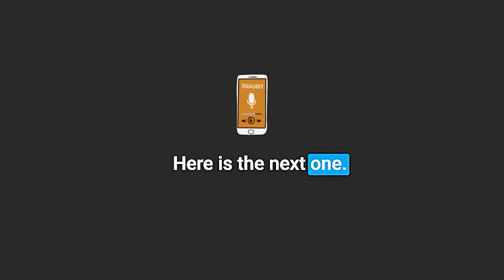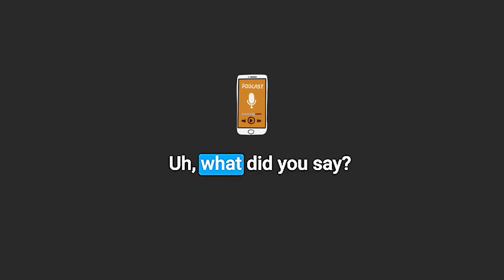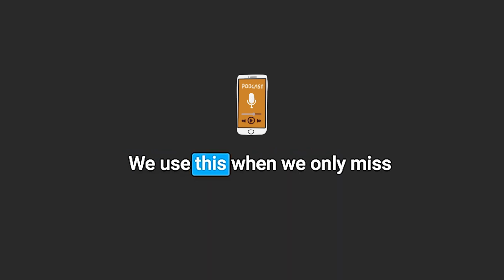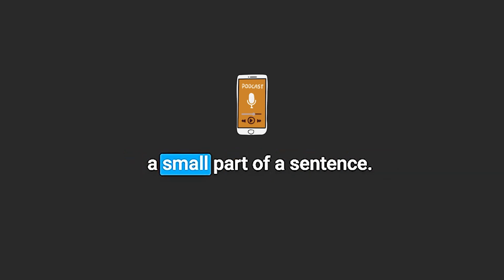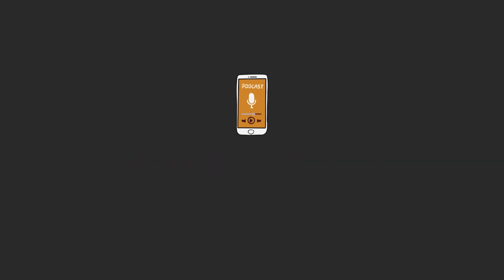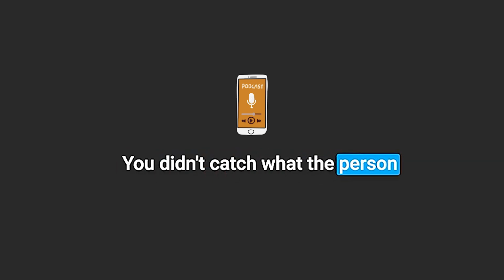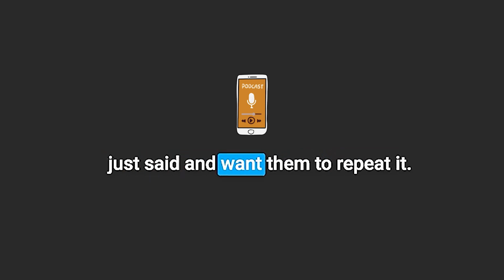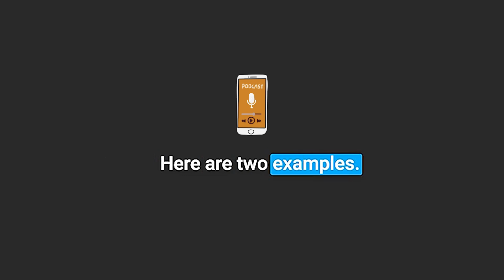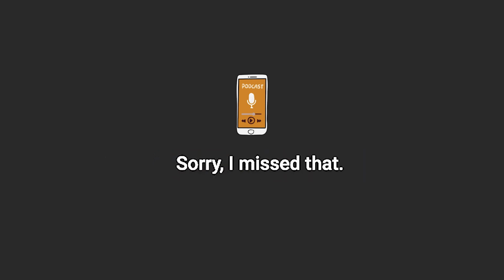Here is the next one. I missed that. What did you say? We use this when we only miss a small part of a sentence. You didn't catch what the person just said and want them to repeat it. Here are two examples. Sorry, I missed that.